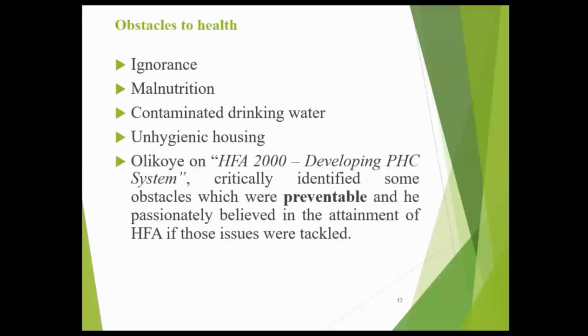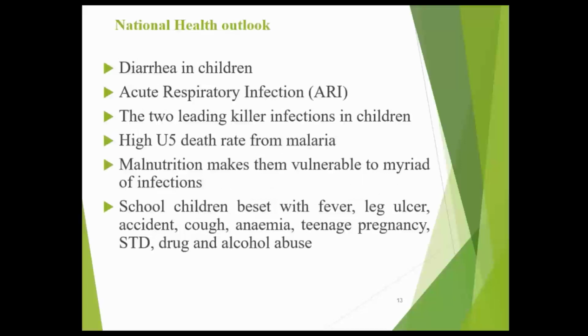Sorry, these obstacles to health were highlighted by Ulikoye, and if they were tackled, they would help in ensuring health for all. So in the national outlook, the state of our health, we have high levels of diarrhea in children and acute respiratory infection, which are the two leading killer conditions in children right now. We still have a high under 5 death rate from malaria, and malnutrition contributes to making these children vulnerable to various infections and diseases. School children are beset with fevers, leg ulcers, accidents, cough, anemia, teenage pregnancy, STIs, and drug and alcohol abuse. This is at a national level.